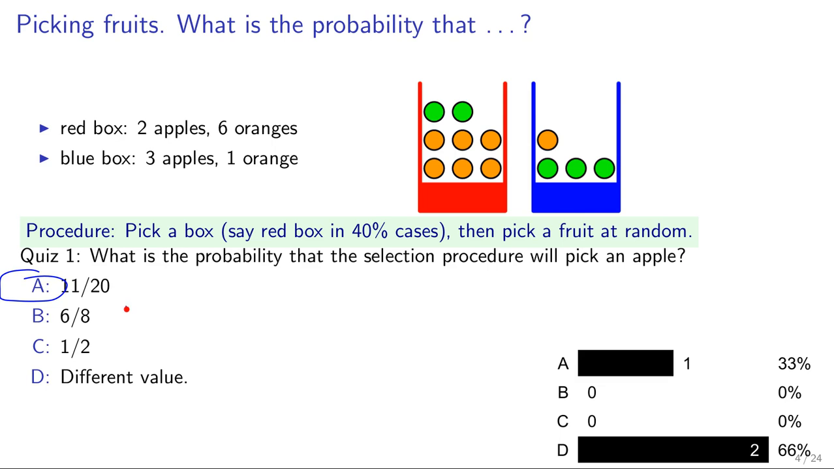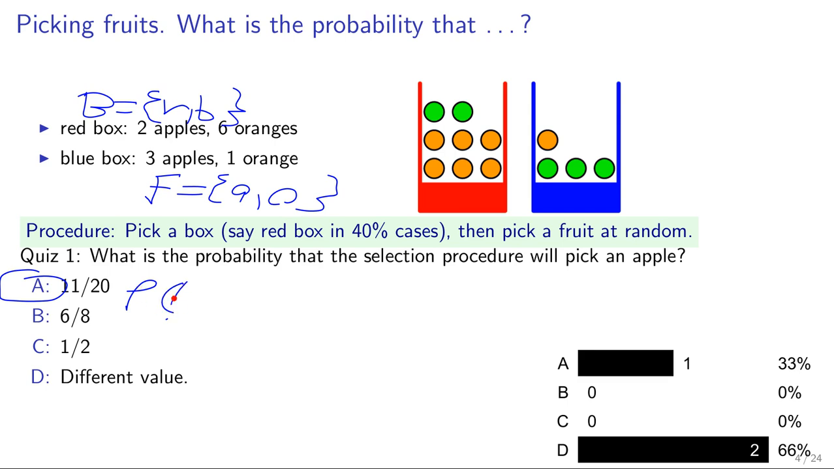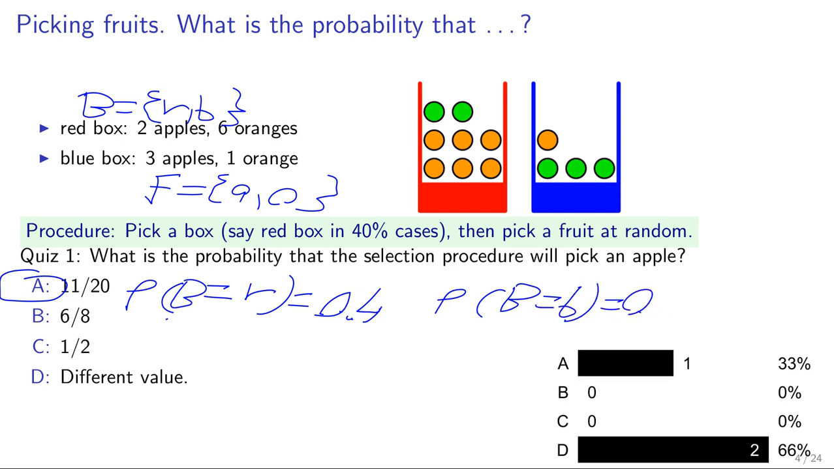So let's also introduce the notation that we will be needing. We have boxes, and a box can be either red or blue, and we have fruits, and they can be apples or oranges. We usually use capital letters for variables and small letters for instantiations, for actual values of those variables. Now, the probability that the box is red is 0.4. The probability that the box is blue is 0.6.